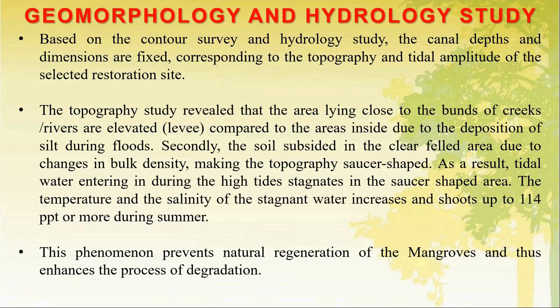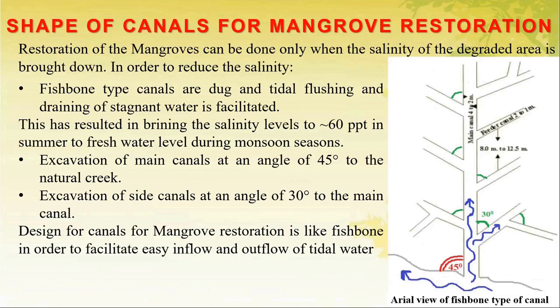The temperature and the salinity of the stagnant water increase and shoot up to 114 ppt or more during summer. This phenomenon prevents natural regeneration of mangroves and thus enhances the process of degradation. So, before going to restoration, we have to bring down the salinity first.